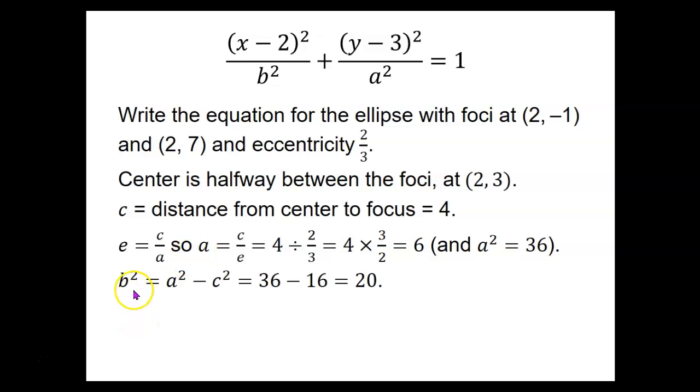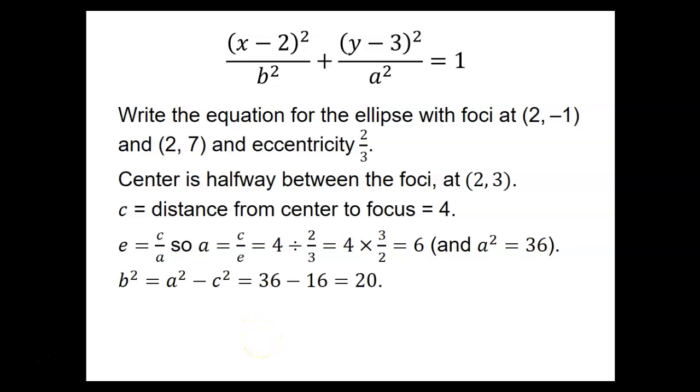And b squared equals a squared minus c squared. Remember, a squared equals b squared plus c squared. So if you rearrange that and solve for b squared, it would be a squared, the biggest of those numbers, minus c squared. So here that would be 36 minus 16. Remember, c was 4, so c squared is 16. And then b squared is 20.